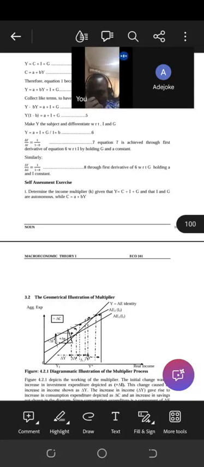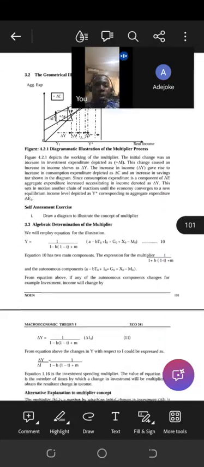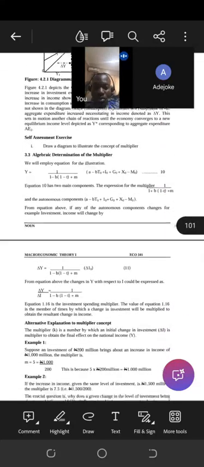Okay. Class is here. Okay. So look at the multiplier on page 101.